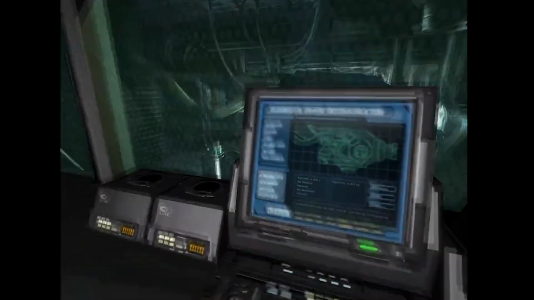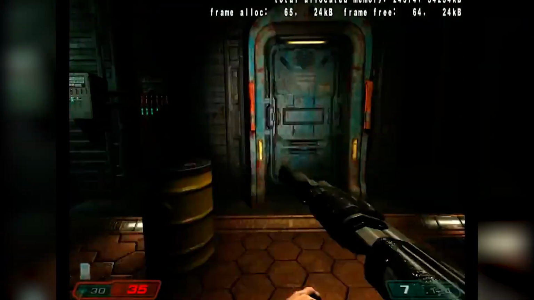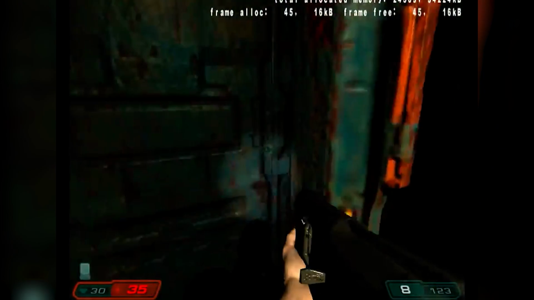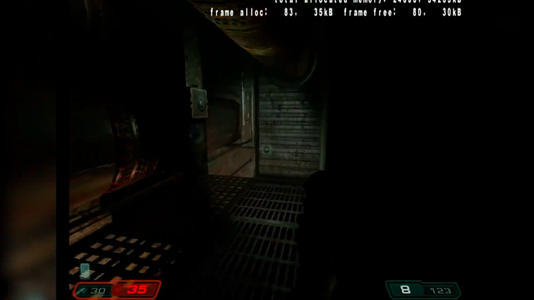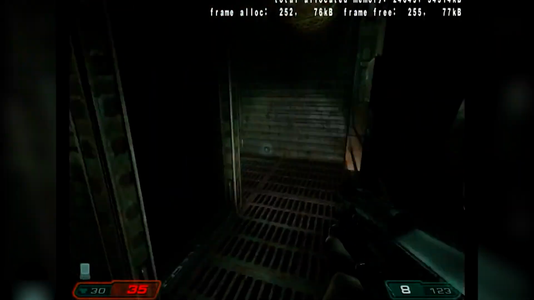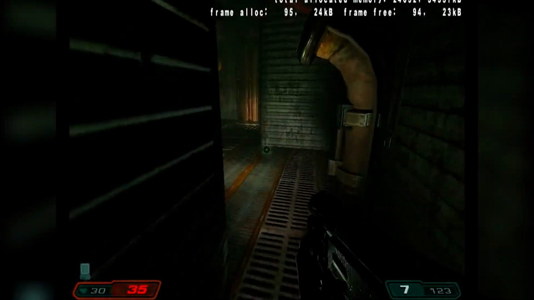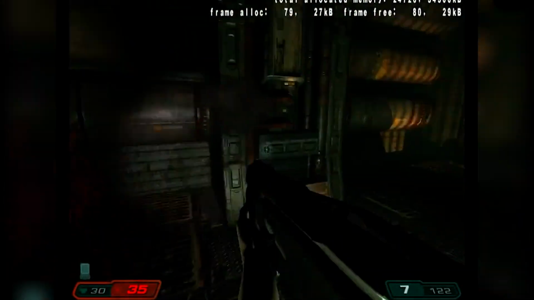Carmack's new engine, known as ID Tech 4, allowed for unseen graphical realism at the time. Fully 3D modeled characters and environments were a huge leap from the sprite-based classics. But that's definitely not the only way that it departed from the original Doom series.